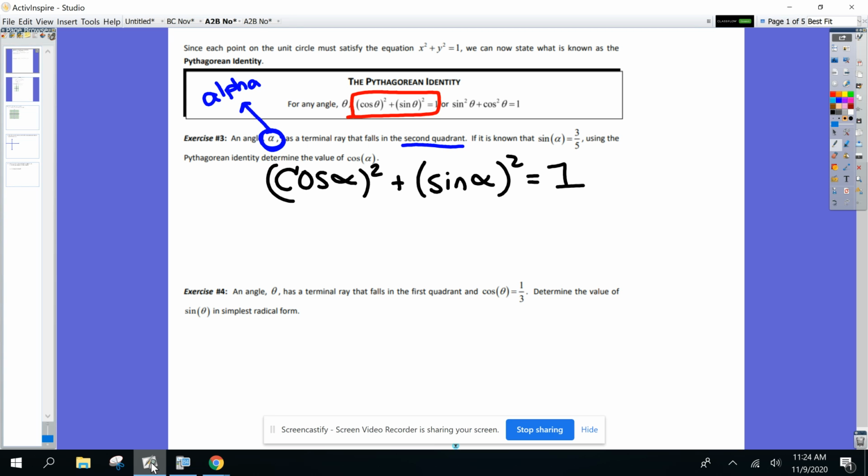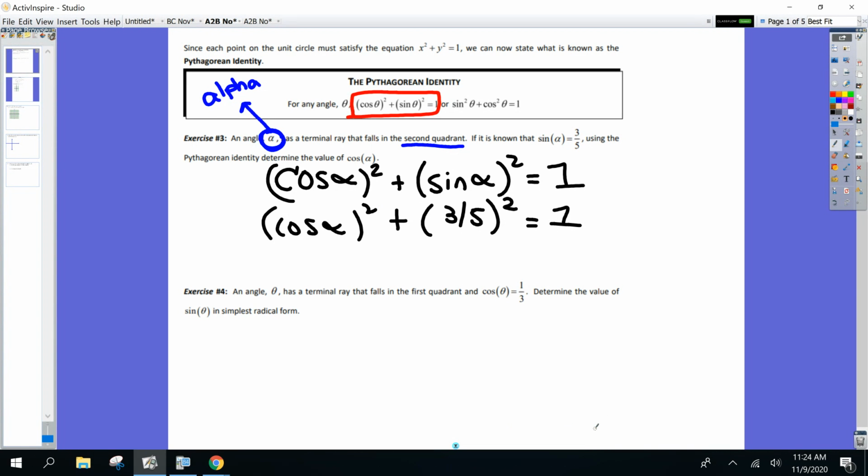And what value do we already know? What's 3/5? That's my sine value. So everyone see where it says sine? Plug in 3/5. Plug 3/5 in for sine, still all squared. And now you guys got to use your algebra ability to help me get cosine all by itself. Can you get cosine all by itself?